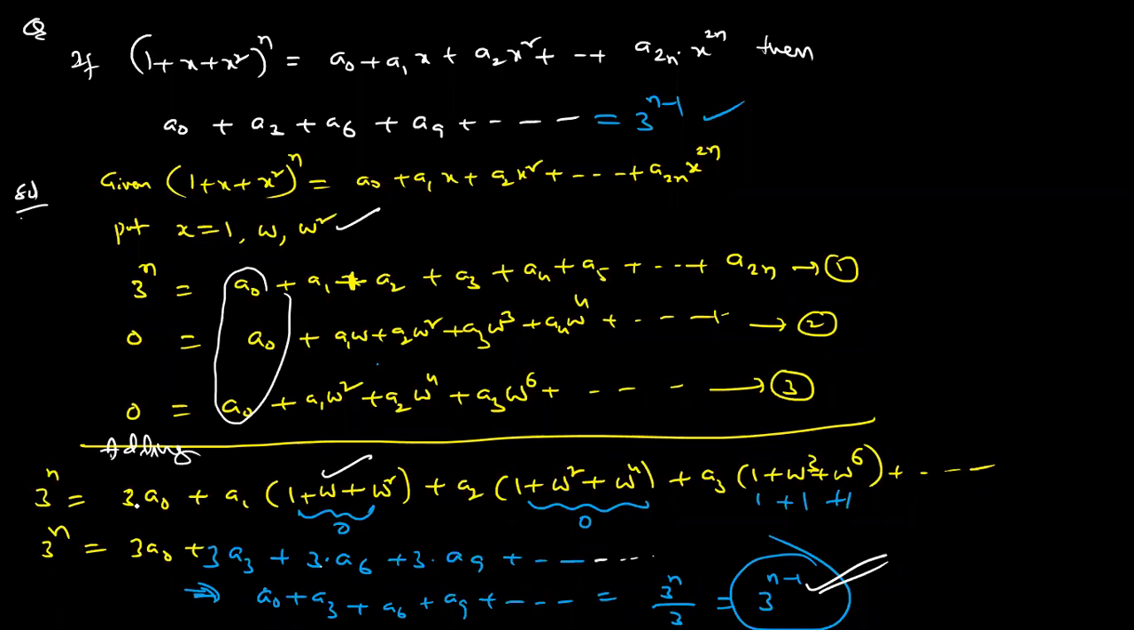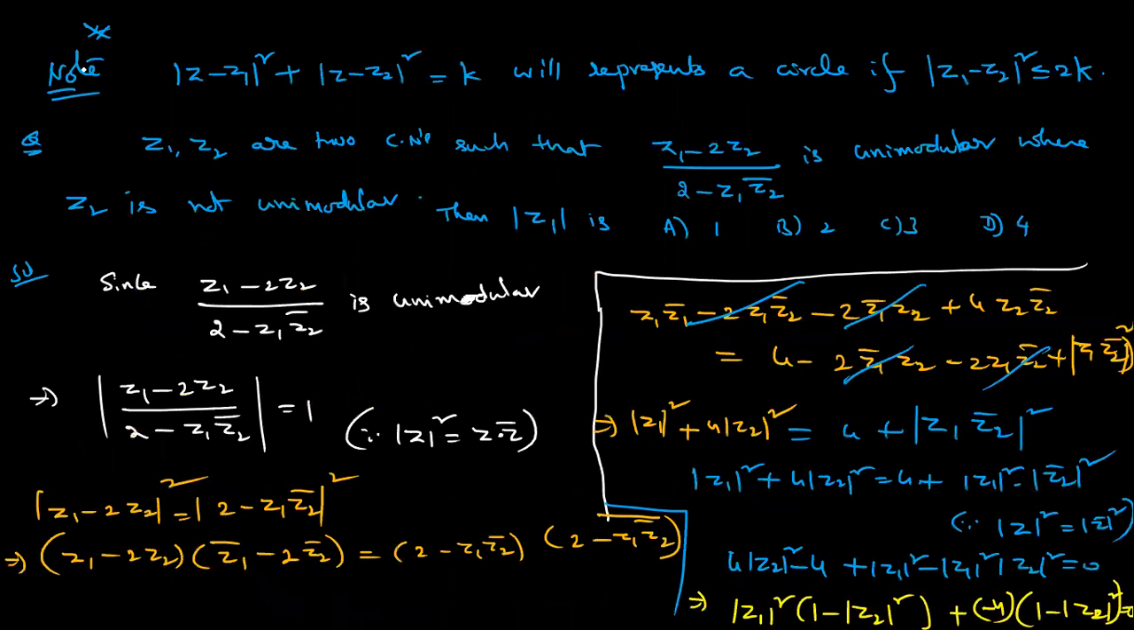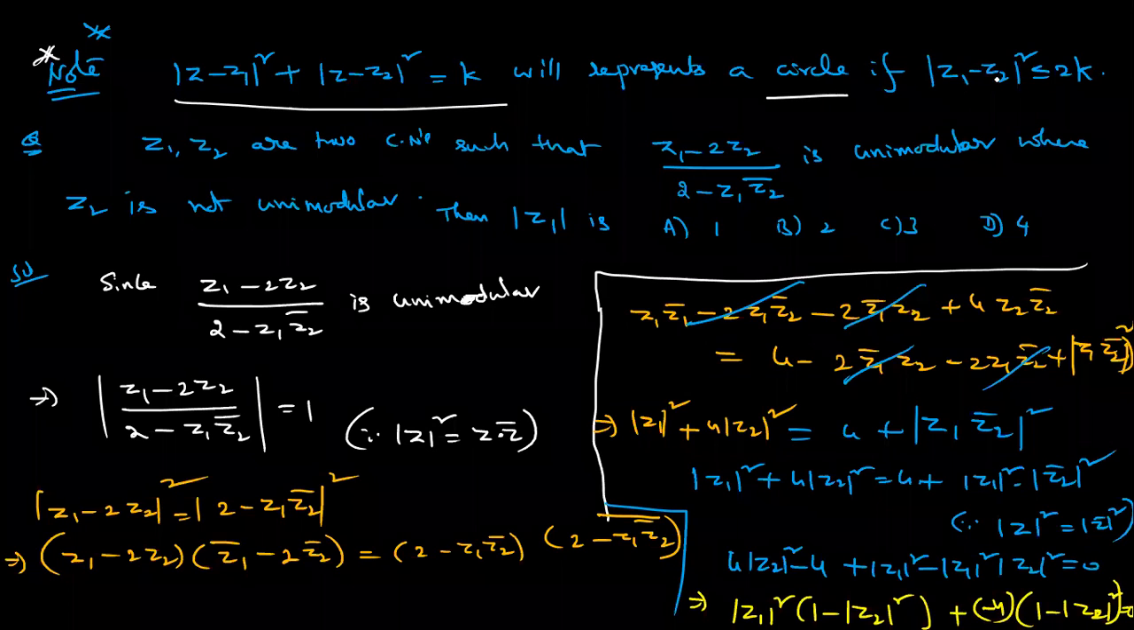Get ready, dear students. Today we have to discuss more problems. Note, it is very important: modulus of z minus z1 whole square plus modulus of z minus z2 whole square is equal to k will represent a circle if modulus of z1 minus z2 whole square is less than or equal to k. Based on this I will give one question.